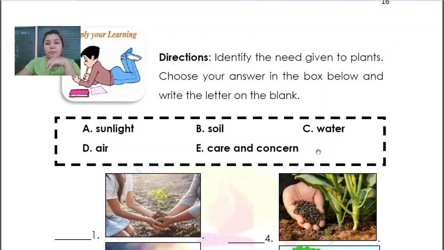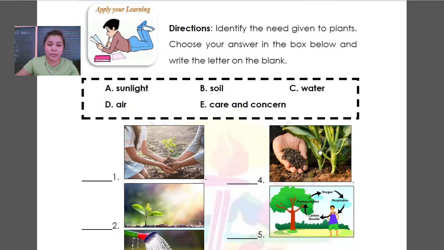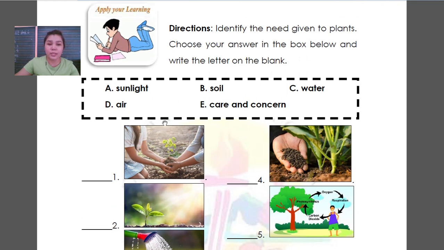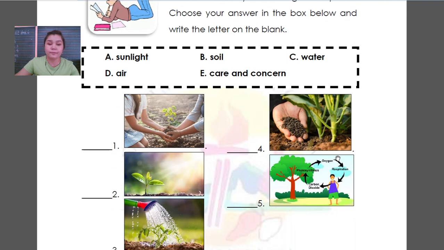Choose your answer in the box below and write a letter on the blank. So we have here 5 pictures, and then all you have to do is choose the letter and write it on the blank. What need does it show? Is it A, sunlight, B, soil, C, water, D, air, or E, care and concern?